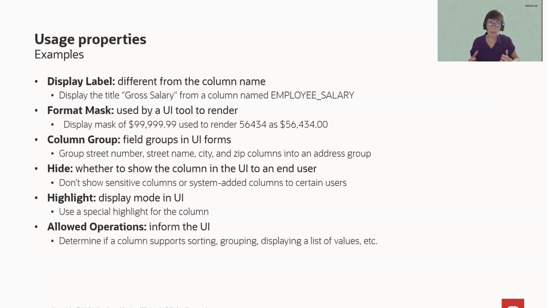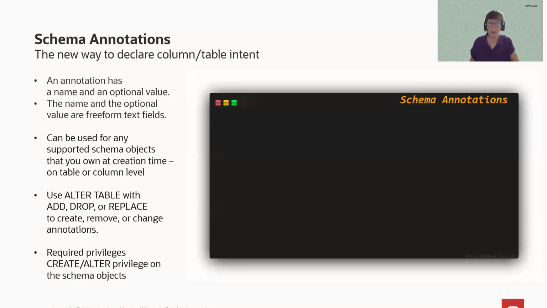So let's give some examples before we show syntax information. For example, usage properties are columns in a UI, display labels, format mask, or hidden or highlighted information in your application. And you could give information in the database object about what you have to do as an application developer. Also, of course, allowed operations: if I'm allowed to group this, sort this, show this, or you have to hide this. These are some usage properties. So let's do one example to get an idea what it's all about.